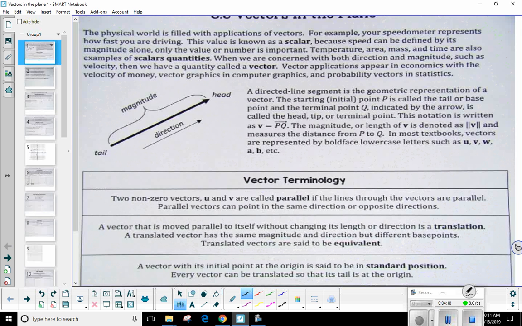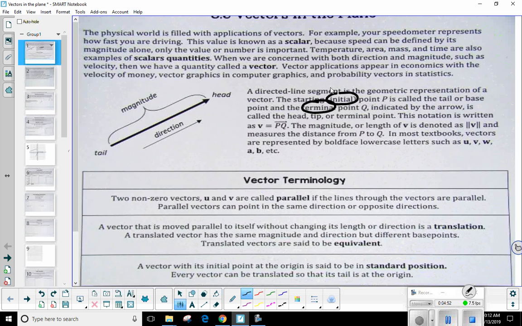But a directed line segment is the geometric representation of a vector. So this is what we have, vector right here. The starting or initial point P is called the tail or base point, and the terminal point Q, indicated by the arrow, is called the head, tip, or the terminal point. So vocabulary and notation all somewhat differ as you go from textbook to textbook, even teacher to teacher. What I'm going to use is initial and terminal. Initial is where the vector begins, terminal is where it ends. And you're going to know the terminal because it's going to have an arrow at that end of it.